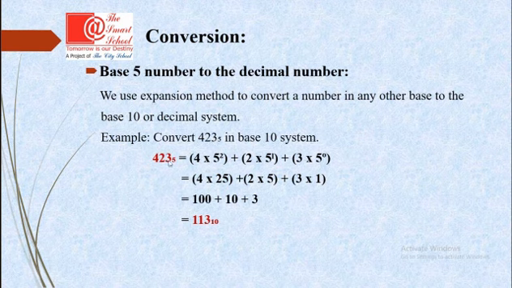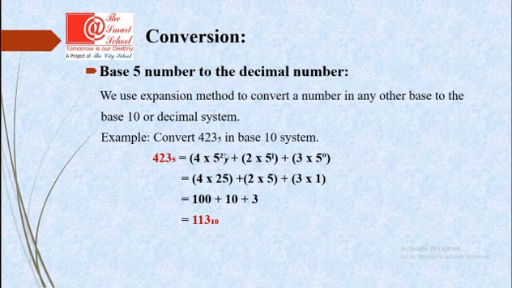So what we have to do, we'll write 423 base 5 and it is equals to 4 multiplied by 5 square, because 4 has third place value, so it is with square number. Because this is base 5, so this is 5 square. Then 2 has second place value, so it will be with 1 power, so it is 5 power 1. So 2 multiplied by 5 power 1. Then 3 multiplied by 5 power 0.